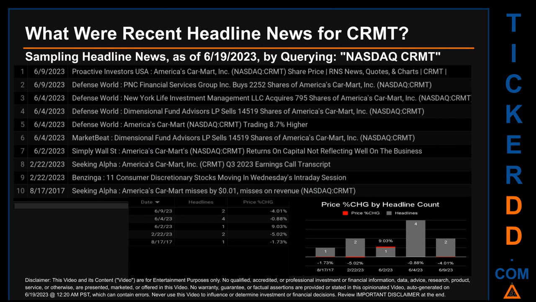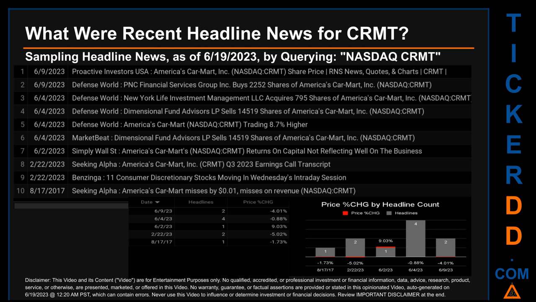Publication dates spanned 2,122 days. The latest publication was Friday, June 9, 2023, when there were 2 found headlines. Proactive Investors USA published the headline that read, America's Car Mart, Share Price, RNS News, Quotes, and Charts, CRMT. Defense World published the headline that read, PNC Financial Services Group buys 2,252 shares of America's Car Mart. The oldest publication was on Thursday, August 17, 2017, when, 5 years 10 months and 2 days ago, Seeking Alpha published the headline that read, America's Car Mart misses by 1 cent, misses on revenue.